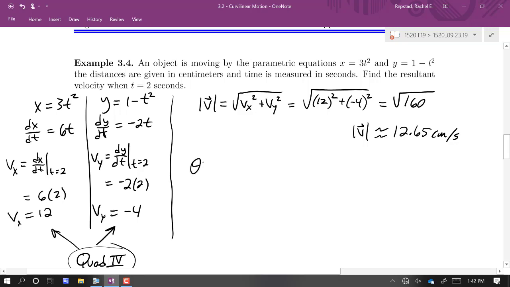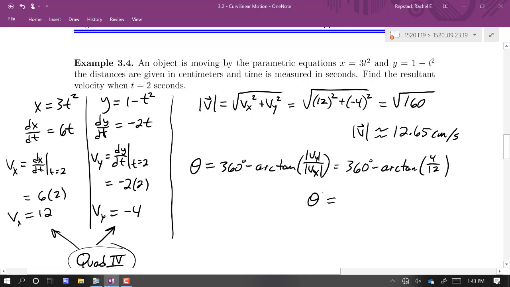So this is in the fourth quadrant, which means theta is going to be 360 minus arctan of. And when I throw these values in arctan, because I'm using this method where I'm just using the reference angle, I'm going to make sure I plug in positives in the arctan. So 360 minus arctan of 4/12.